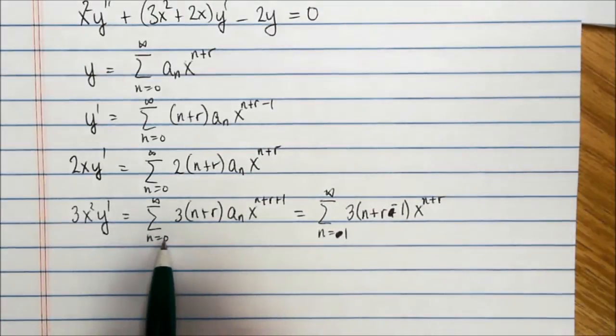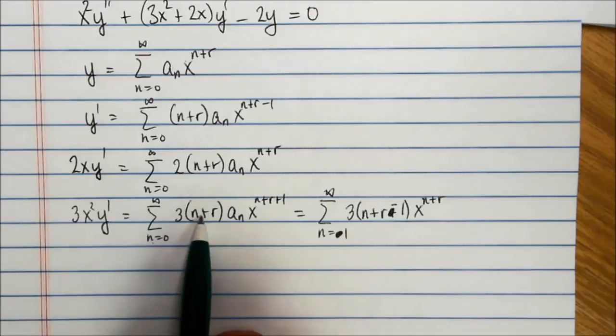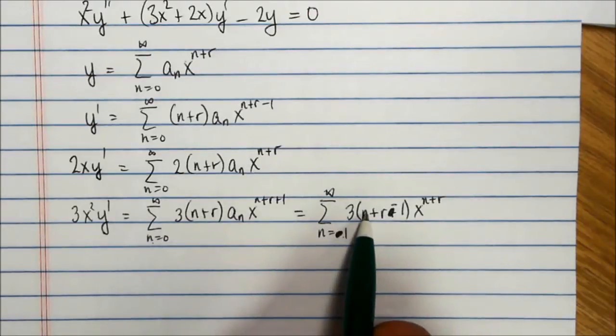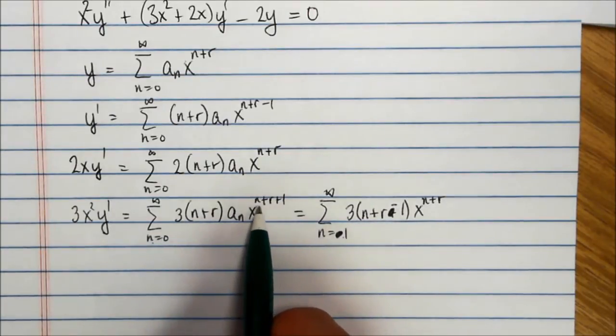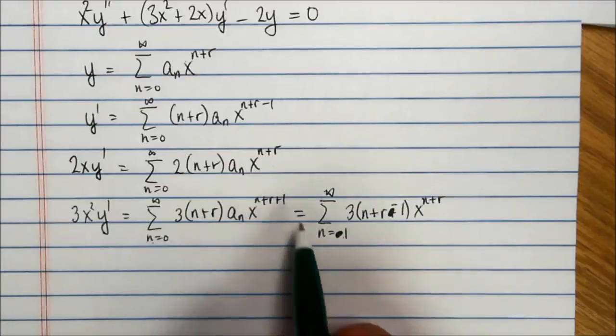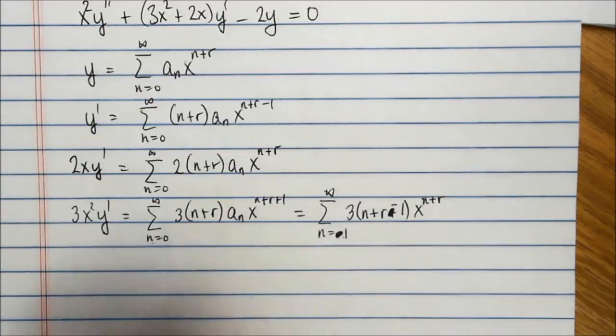Okay, let's double check to make sure this works. If n equals 0, I have 3r here. If n equals 1, I have 3r here as well, because 1 minus 1 is 0. If n equals 0, I have r plus 1. If n equals 1, I have r plus 1. So everything checks.